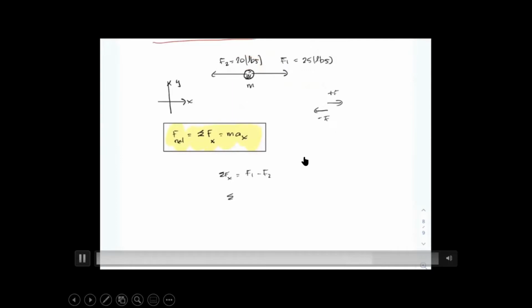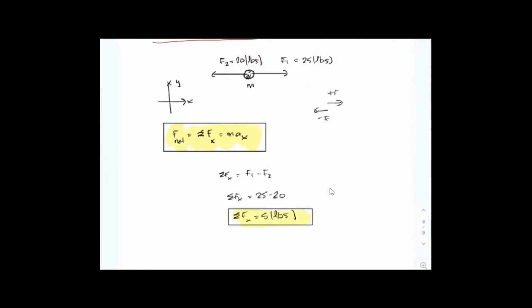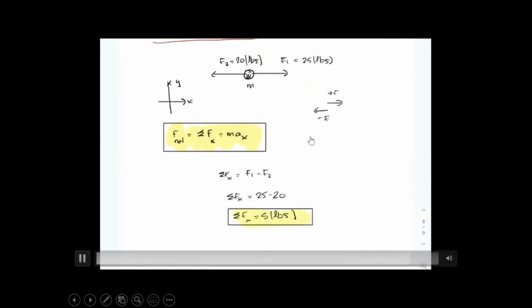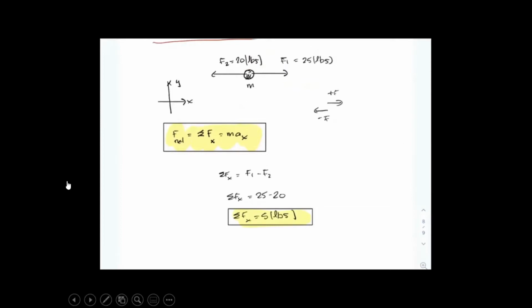F1 is going to be positive, F2 is going to be negative. Then the numbers are going to give you 5 pounds. That's it. So the meaning of the net force is literally that you're summing up the forces. The direction is going to matter. So when you sum things up, positives, negatives, it could be subtractions, it could be additions, and so forth. That's it.